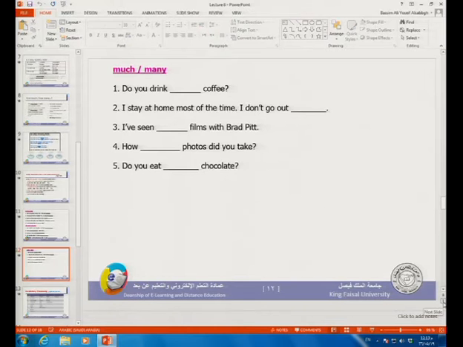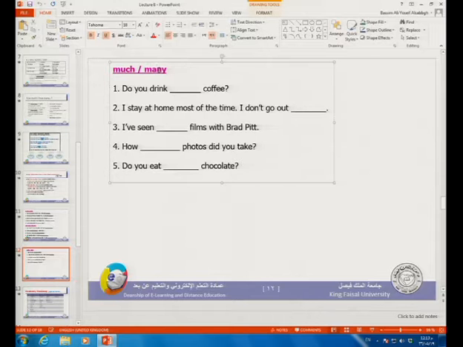Much and many, again, the same thing as if you remember, many is used before plural countable nouns and much is used before uncountable nouns. So, do you drink many coffee? Coffee is uncountable, then I should use much. I stay at home most of the time, I don't go out. Yes, much, same here. I have seen films with Brad Pitt. You see here, I have seen films, countable, many films.